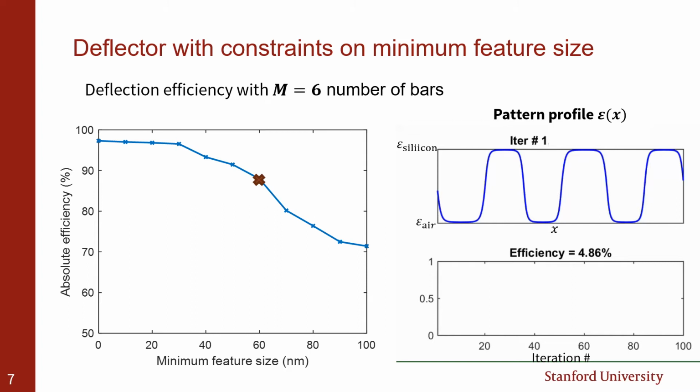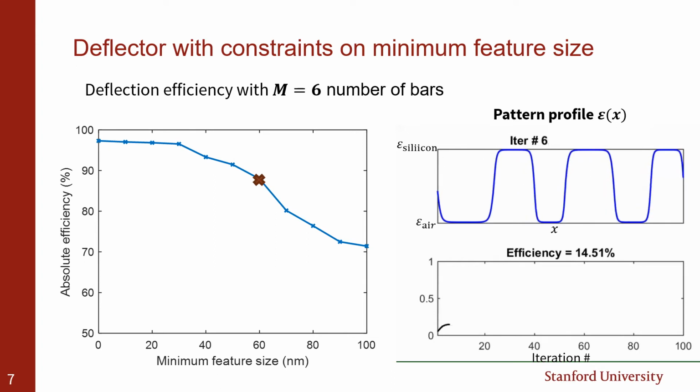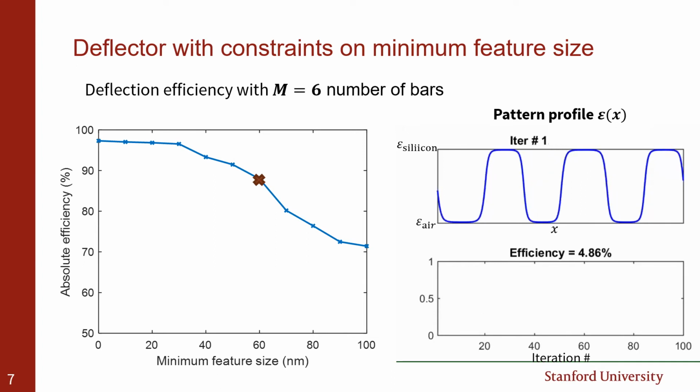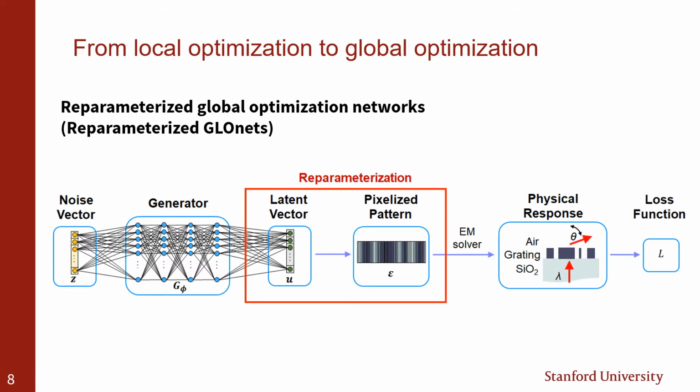Until here, what we achieve is a local optimizer. In other words, the final optimized pattern is definitive once we have the initial topology. In fact, this reparametrization scheme can be further developed into a global optimizer. It is compatible with the global optimization scheme our group recently developed. It is named Global Topology Optimization Networks, or GLONet for short.